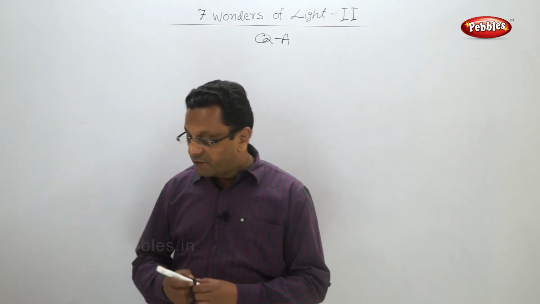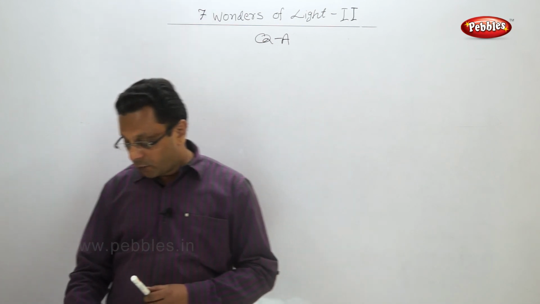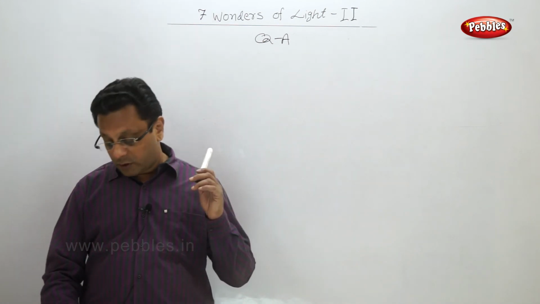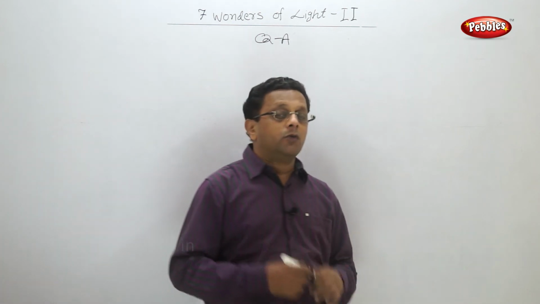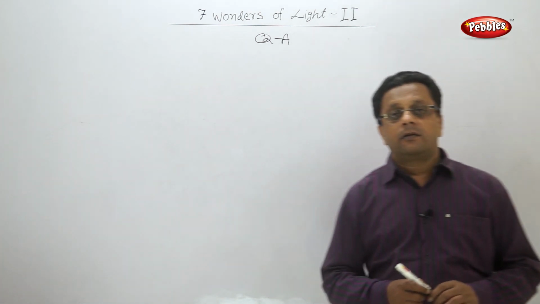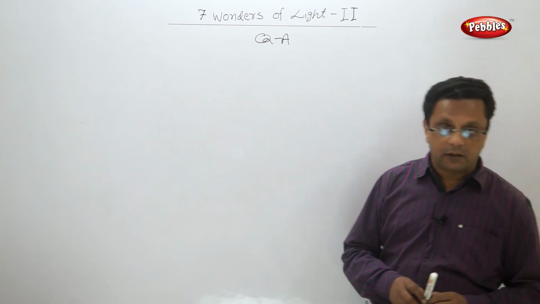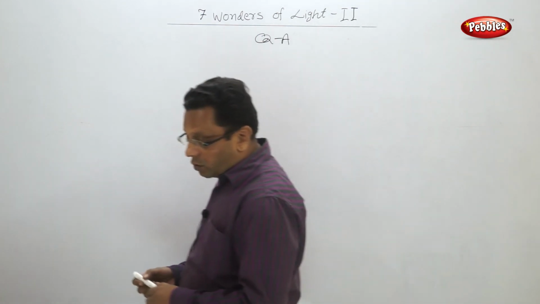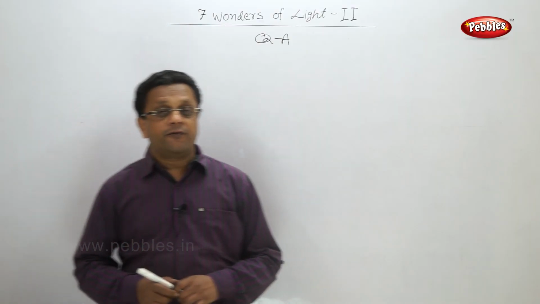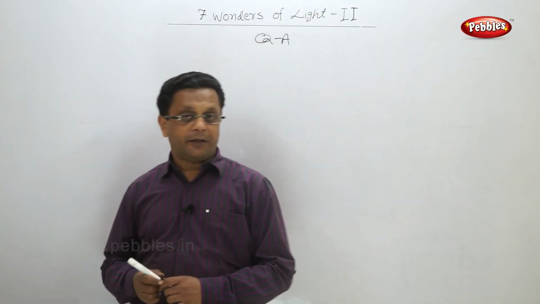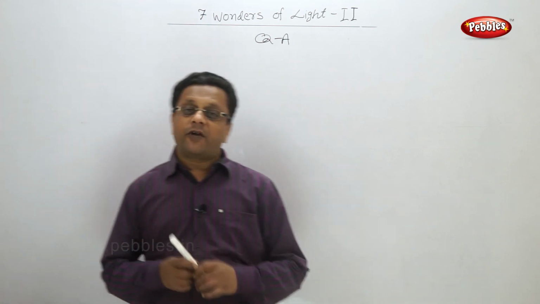What is meant by refraction of light? It was asked for 1 mark in October 12, 13, March 14, March 16. That means almost every year this question is asked. So what is meant by refraction of light? The phenomenon of changing direction of propagation of light when it passes obliquely from one medium to another medium. This is called refraction of light.